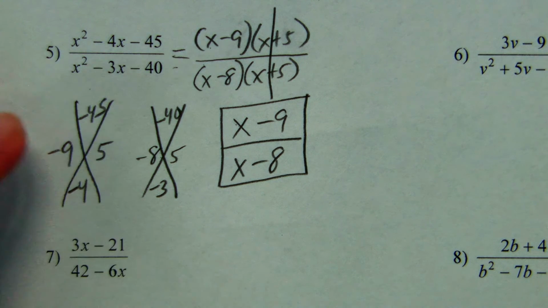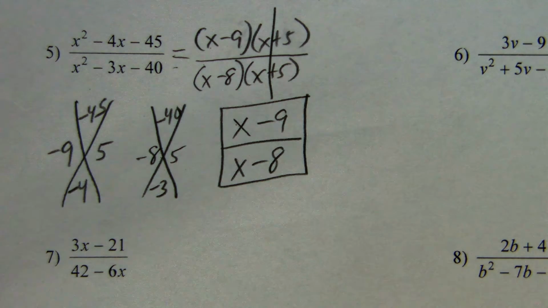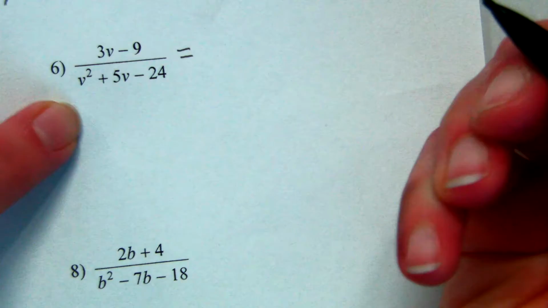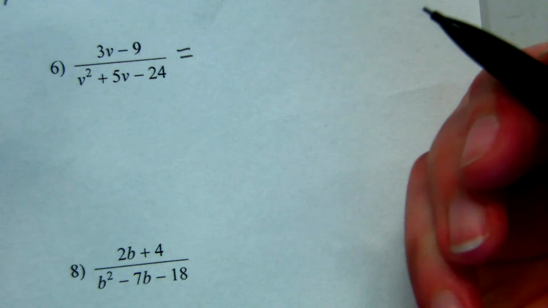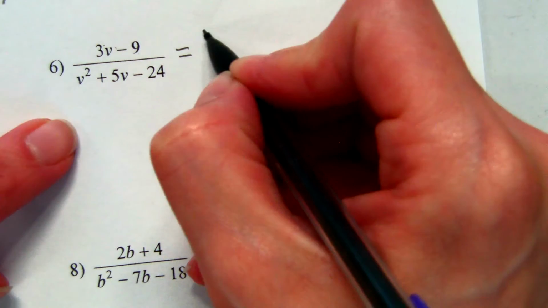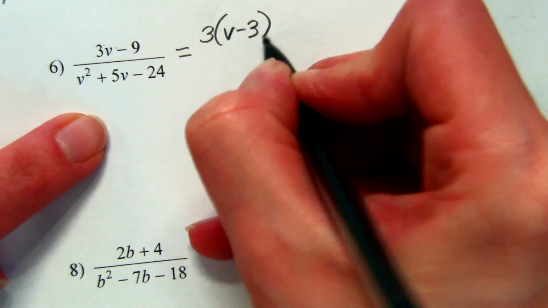All right, so those kind of all looked the same. Here towards the bottom, I'm going to have some twists. We're exactly halfway through this. So if we look at number 6, what could I do with the top? It's not a difference of squares because I don't have v squared, and 3 is not a square. I can take a 3 out, take out that greatest common factor, and make it v minus 3.